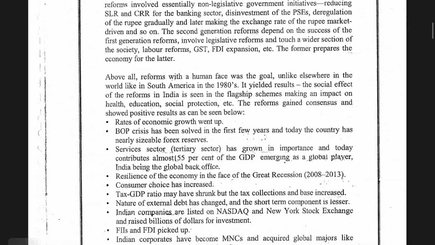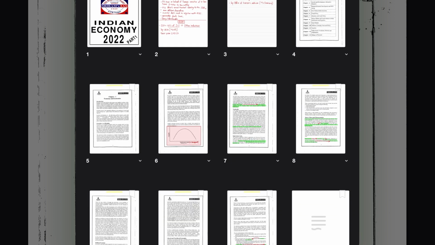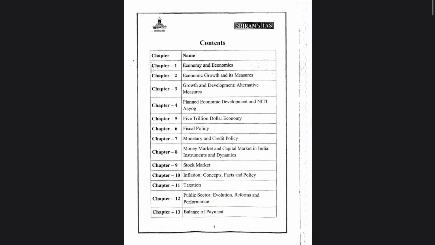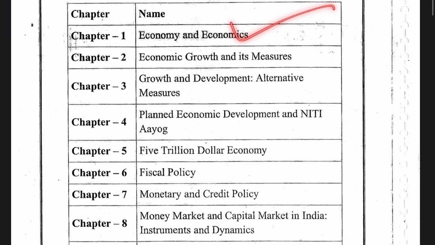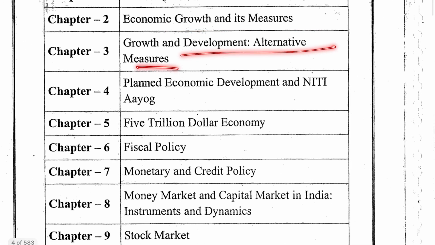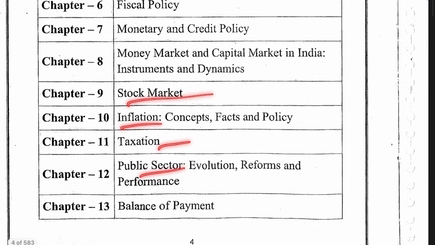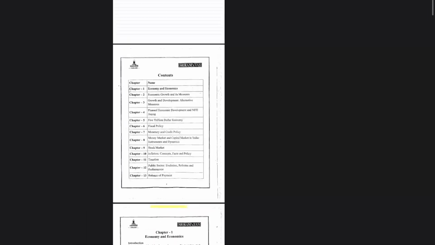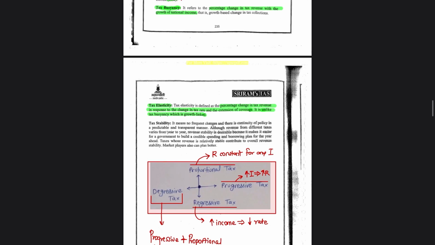They are around 600 pages, and if I were to give you the index, okay, I'll show you the index also. Just a second. So this is the index. Now this is the index for 300 pages, and there's another index for another 300 pages. So: economy and economics, economic growth and its measure, growth and development alternative measures, planned economic development and Niti Aayog, $5 trillion economy, fiscal policy, monetary and credit policy, money market, capital market, stock market, inflation, taxation, public sector. Then we have BOP, balance of payments, and similarly we have a different index for the remaining pages. I think I'll not be able to find that index now, but anyway, it gives you the basic idea.